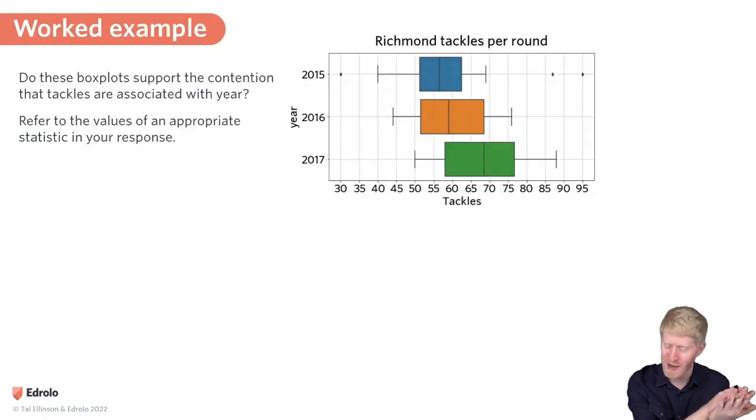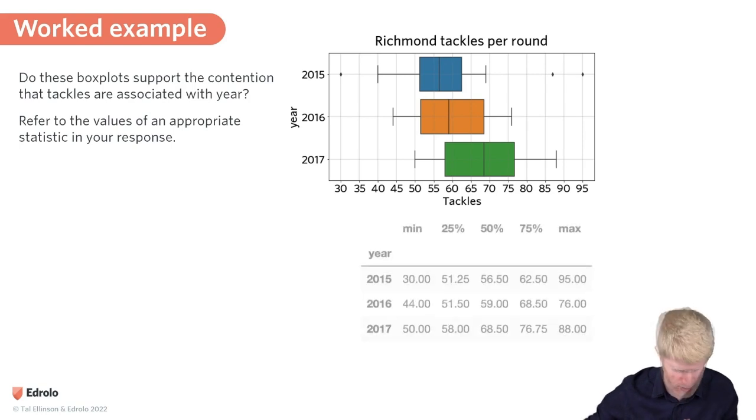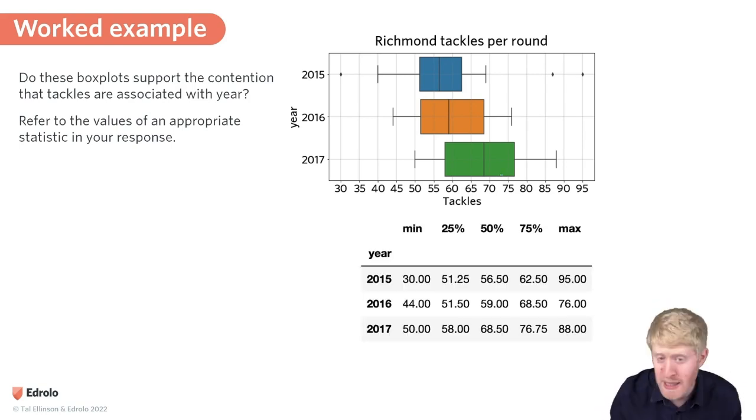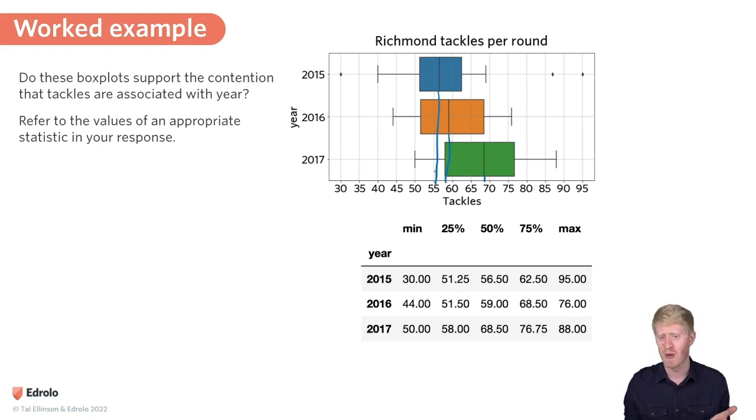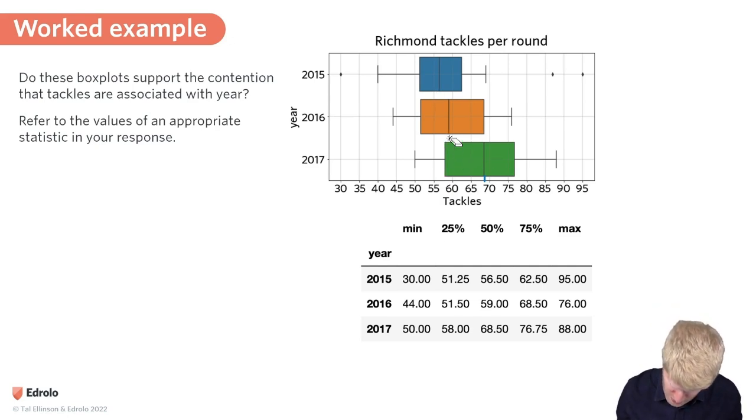So it looks pretty clear that Richmond's tackling is improving over the years. But I need something concrete to explain it with. So let me look at the statistics. Let's say I want to quote the median, which is what we're going to do. I could take the median from the actual box plots themselves, but I would just be giving a rough answer. And if that's all you have, it's totally fine to use that. But if you were doing some analysis previously and you actually have the numbers, then better to use the numbers themselves. So I pull up here our numbers.